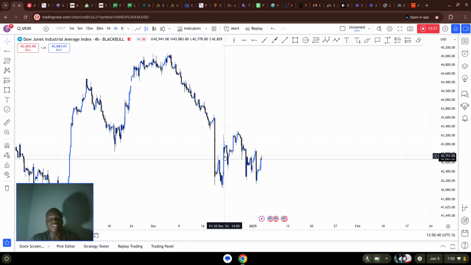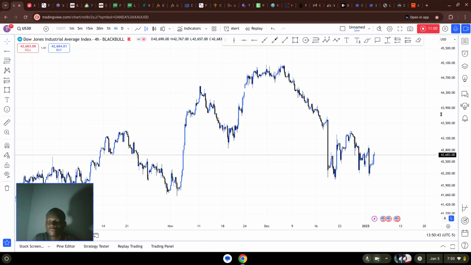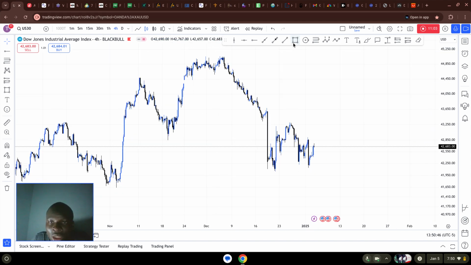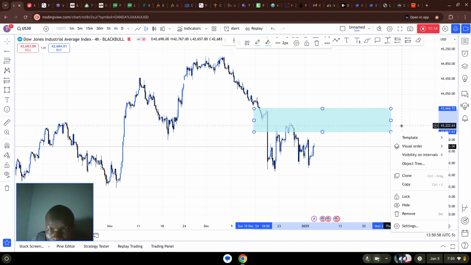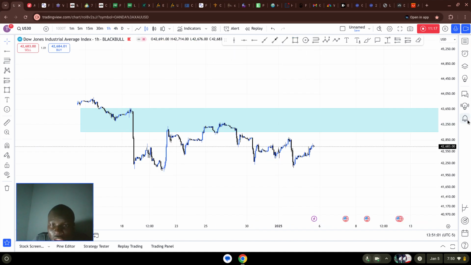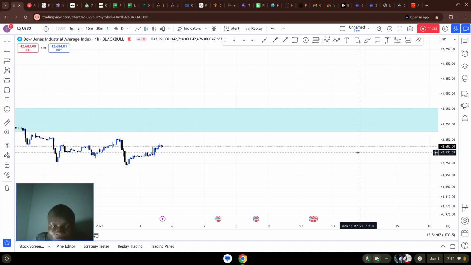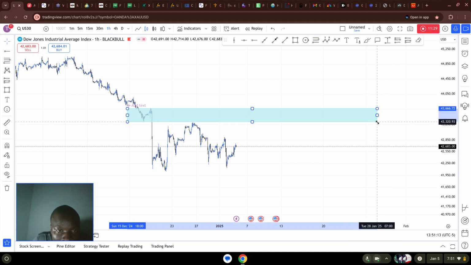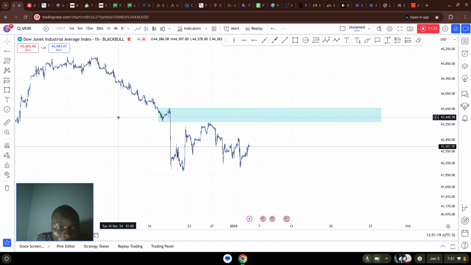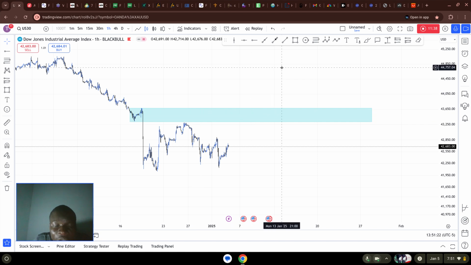So going to US30. For US30, we check it out. The first thing that we're going to see is our supply zone here, right? Let's go to the 1 hour time frame to check it properly. So our supply zone is going to show this consolidation and a very, very big breakout.